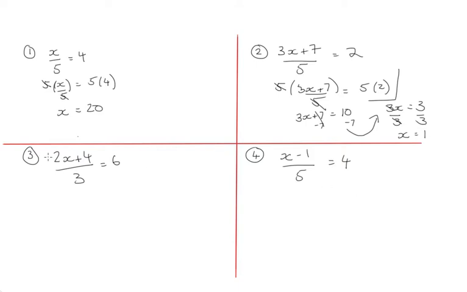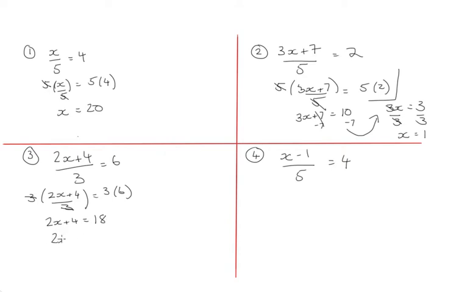All right, this one over here, 2x plus 4 over 3. So just like before, we want to get rid of this 3 on the bottom of the fraction. So 2x plus 4 over 3 is equal to 6, and we multiply both sides by 3. This 3 and this 3 cancel, so I'm left with 2x plus 4 is equal to 3 by 6, which is 18.